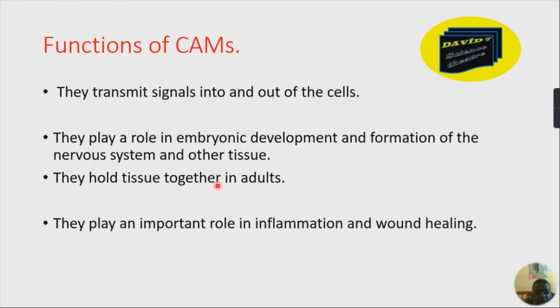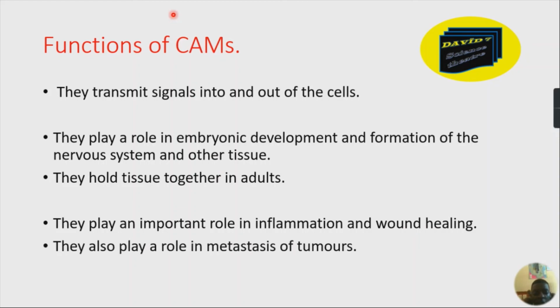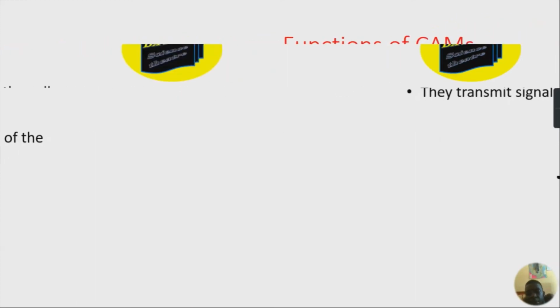And 4, they play an important role in inflammation and wound healing. For the wound to heal, CAMs also play a certain role there. And lastly, they also play a role in metastasis of the tumors. The tumors usually can move from one local region to another, local part of the body to another part of the body. This metastasis of the tumors, of the rapidly dividing cells, CAMs also participate in that, okay? So that the tumor no longer remains benign but changes to go to other parts of the body.